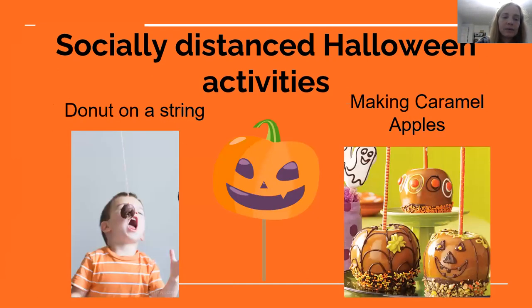Other activities that might be popular would be donut on a string, as you can see the boy in the picture doing, making caramel apples. And caramel apples are just when you take a regular apple and you dunk it or put it into a caramel texture, frosting, whatever you want to call it, and then decorate it as you see in the picture. A donut on a string is just a pastry that we put on a string and you try to eat it. That's the goal.